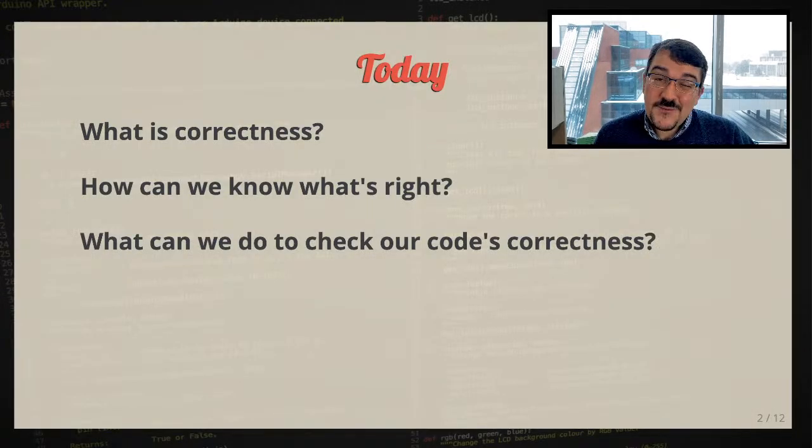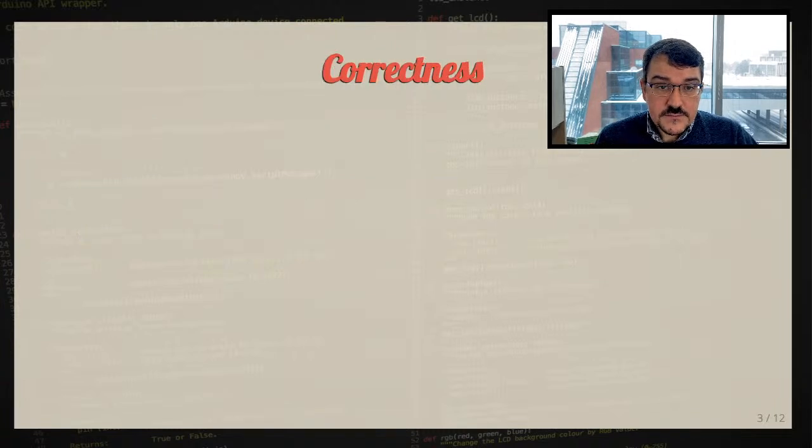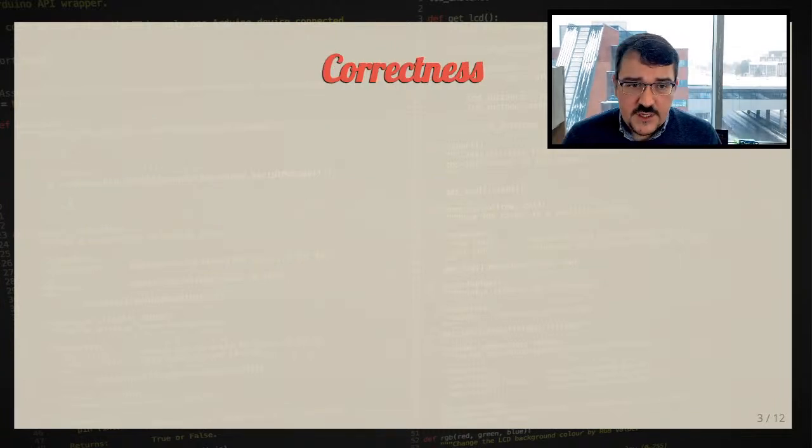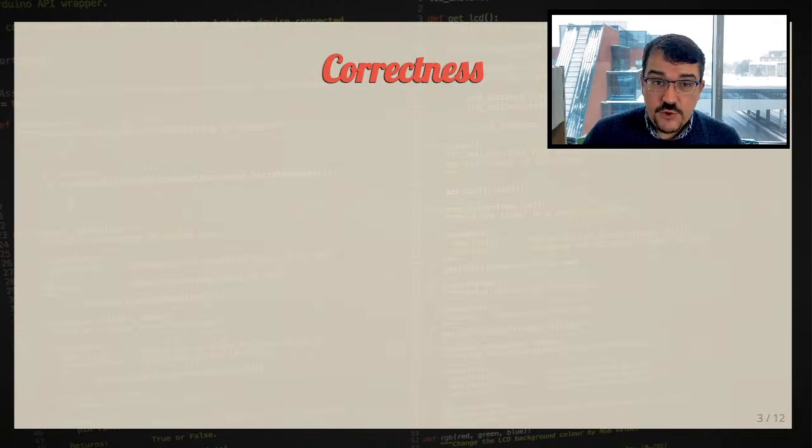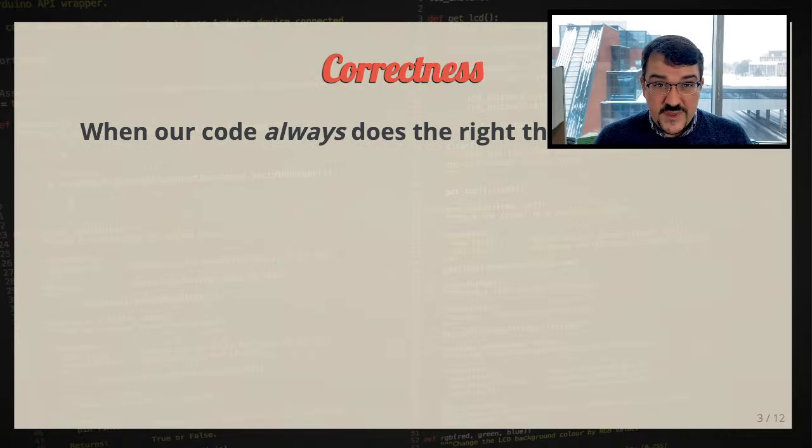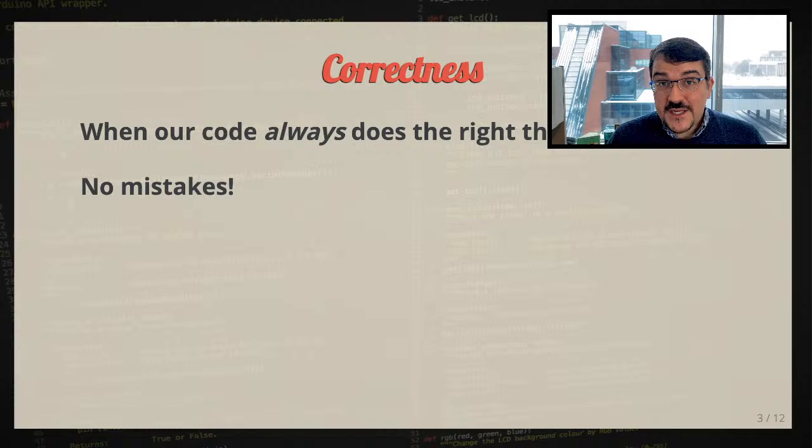And so now we have to ask, well, how do we know when our code is right? Or how do we know when our code isn't right? What is correctness anyway? And how can we check to see if our code is in fact correct? So what is correctness? From a software perspective, software is correct when it always, 100% without exception, always does the right thing. Now, how do we define the right thing? That's something that we're going to come back to a little bit later in this lecture. So no mistakes at all.